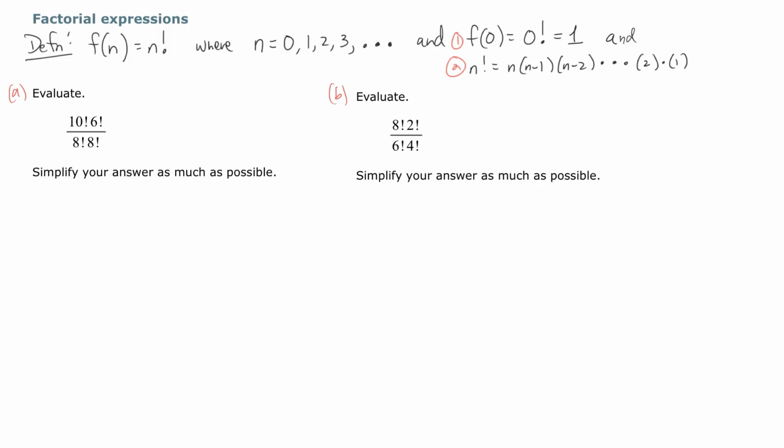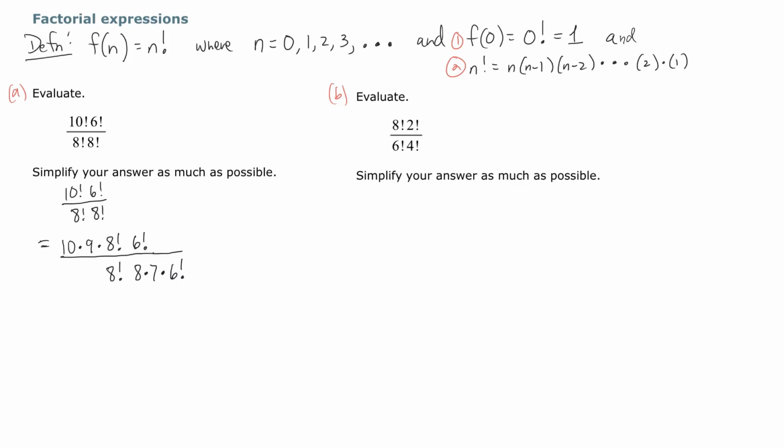Why don't we apply some of these rules here to simplify these factorial expressions? You're not supposed to use a calculator. There's no need for that. You're actually faster simplifying these on your own. So I'm going to write 10 factorial again, 6 factorial, over 8 factorial times 8 factorial. This is equal to 10 times 9 times 8 factorial. Then we have what? Times 6 factorial. And then I'm going to rewrite it as 8 factorial here. And then I'm going to write this as 8 times 7 times 6 factorial.